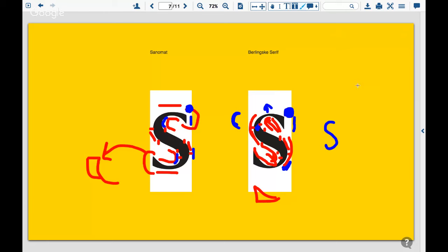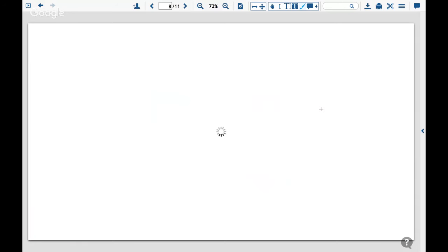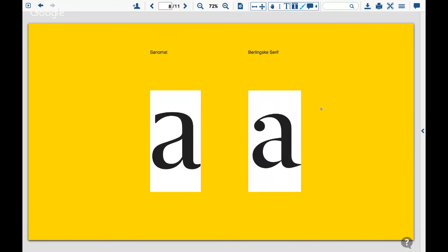So again, we've seen the program we saw in the other letters now applied to the S. Now we're starting to get into some more differences, I would say. The next slide. What are your thoughts on the A? There's a big difference here. Big, round, dangly ball difference. That's my first thought.